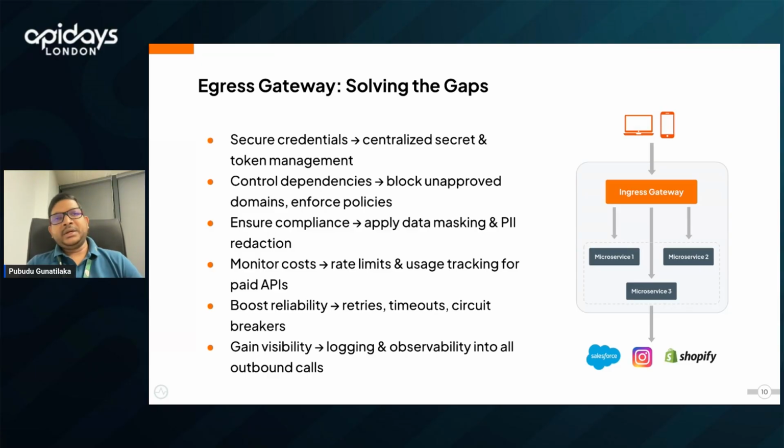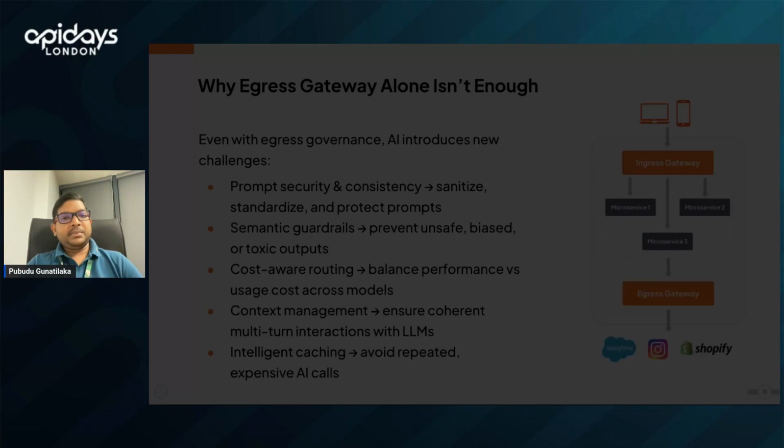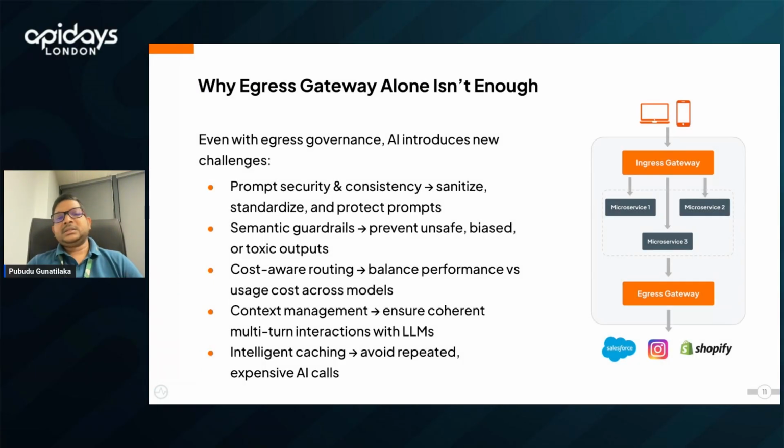From the reliability point of view, these can be API calls, these can be service calls that you haven't dealt with, and with retries, timeouts and circuit breakers, you can make your system more reliable and resilient. So this is what egress brings, and it solves your problem to some extent. But egress is not enough.